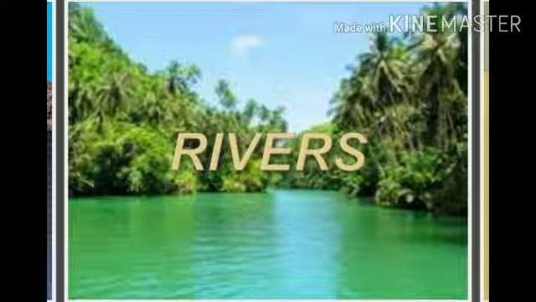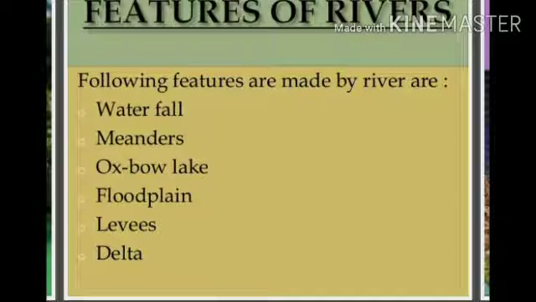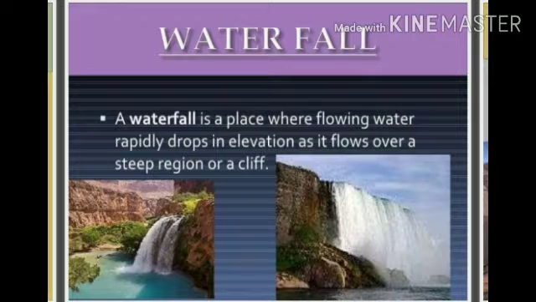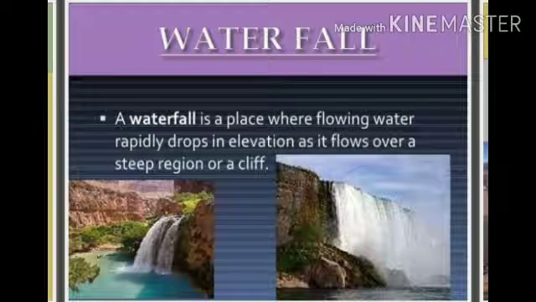Now let's move to the works of the river. The running water in the river erodes the landscape and also creates different changes on the earth's surface. The following features are made by the river: waterfall, meanders, oxbow lake, floodplain, levees and delta. First, I am going to explain the waterfall.